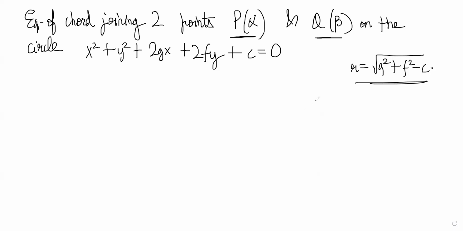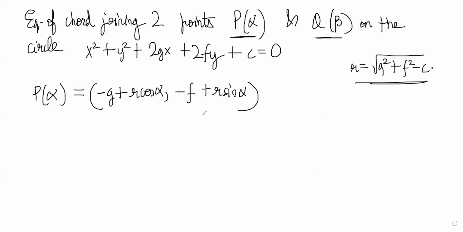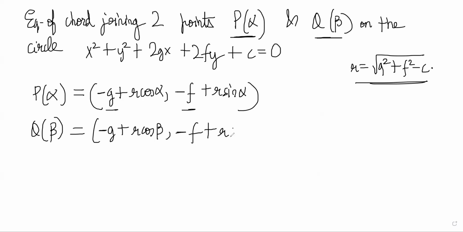And the parametric point alpha and beta will be, P alpha would be basically minus g plus r cos alpha, comma, minus f plus r sin alpha. I'm shifting the center, h and k are minus g, minus f. And Q point beta would be minus g plus r cos beta and minus f plus r sin beta, right? These are my two points P and Q.